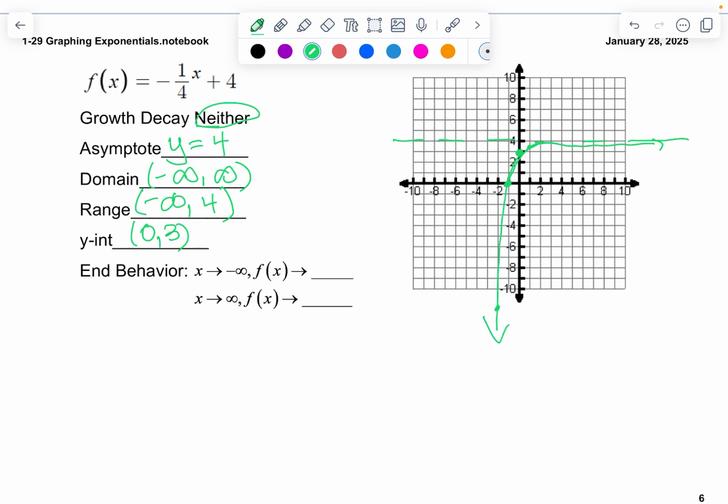So then my end behavior, as x goes to negative infinity, my graph is going to negative infinity. And remember, one of them will always go to the asymptote, so that's this one. As x goes to positive infinity, my graph goes to 4.